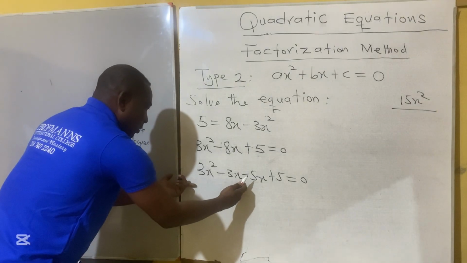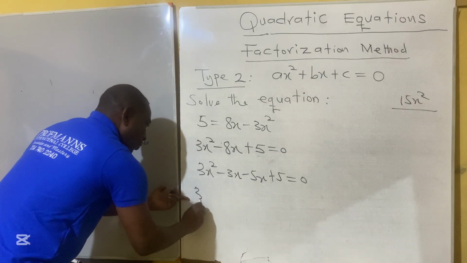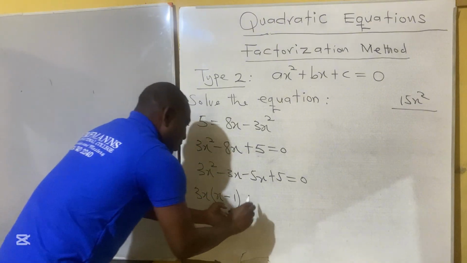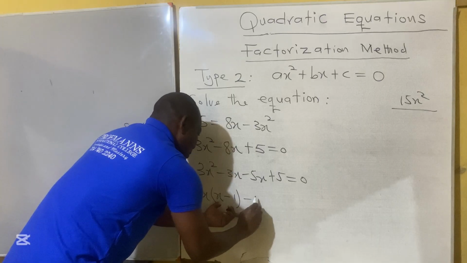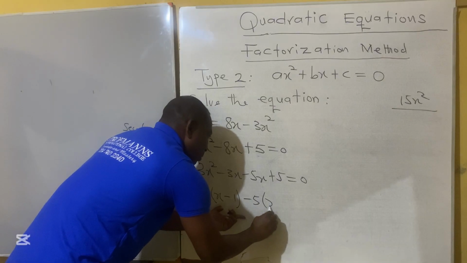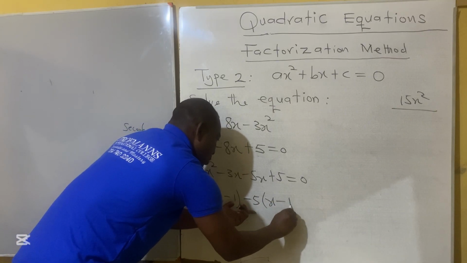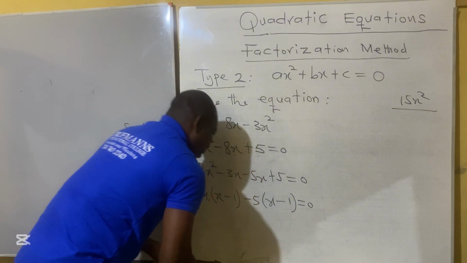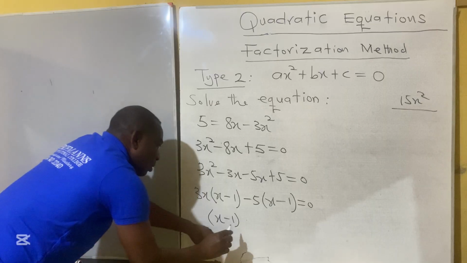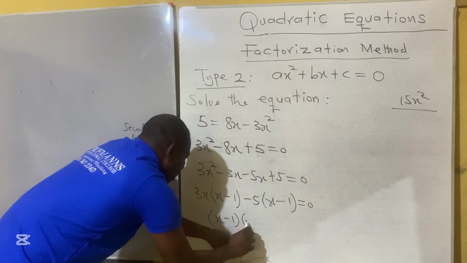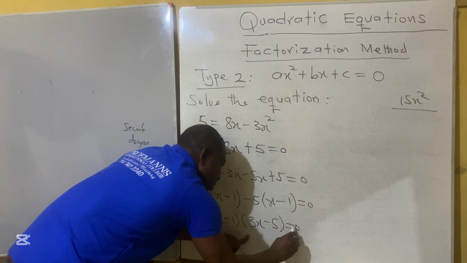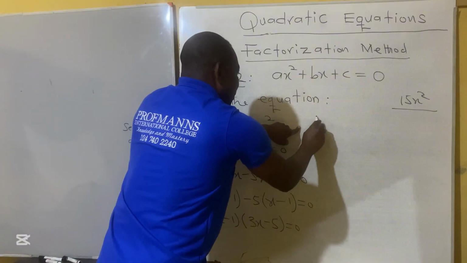So let's pick them in pairs and factorize. We factorize 3x, so here becomes x minus 1. Here we factorize minus 5, so here becomes positive x, and here becomes minus 1. The terms in the bracket are the same. We maintain one of it, x minus 1, open another bracket to multiply, we introduce ones outside the bracket, is equal to 0.